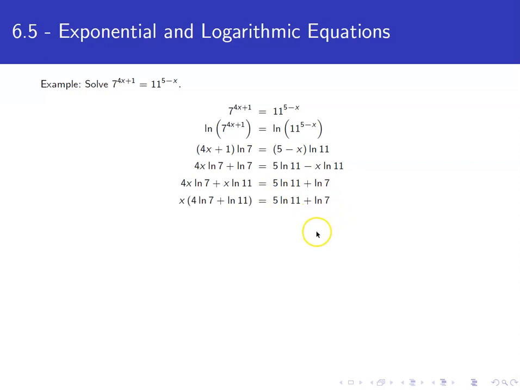My apologies. Now the reason why we gathered our x's is because we could factor an x out and then divide. And this is a perfectly acceptable exact answer, except again, this should be a minus in the middle. We should have 5 natural log of 11 minus natural log of 7 over 4 natural log of 7 plus natural log of 11.